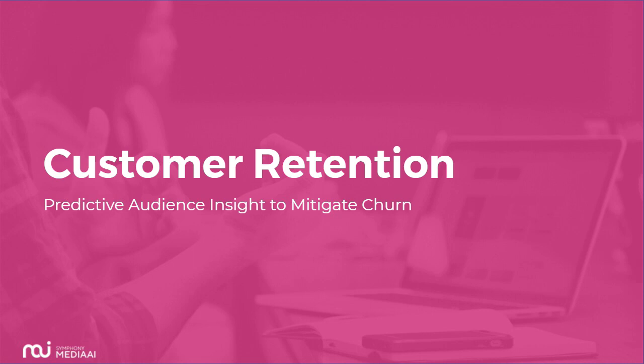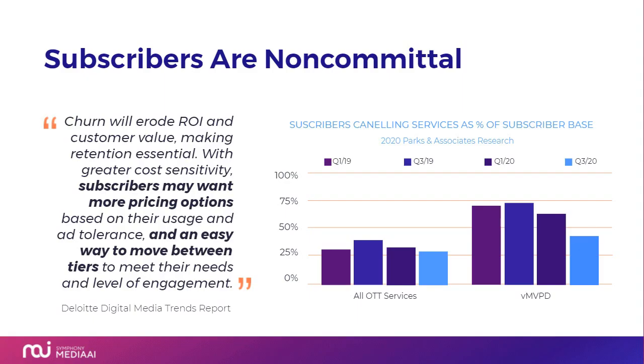Let's talk about customer retention and using predictive audience insight to mitigate churn. So we've all lost sleep over this graphic. Churn is a term that's become almost a bad word in the industry. It rose in 2020 about 38% for OTT services last year. And the binge and churn is the new normal.